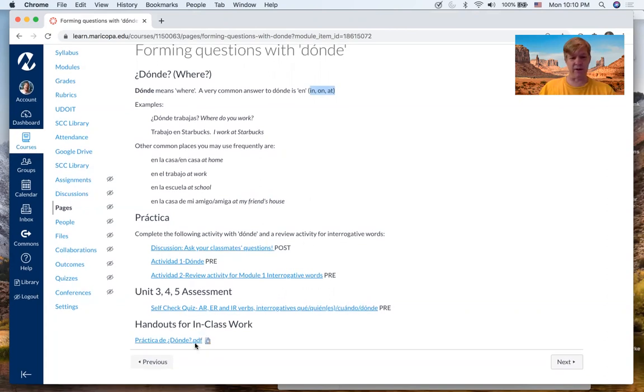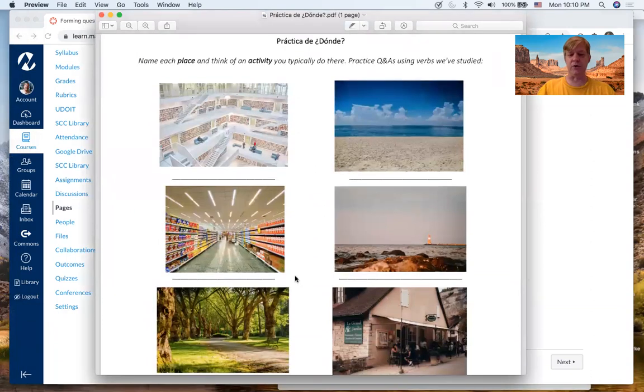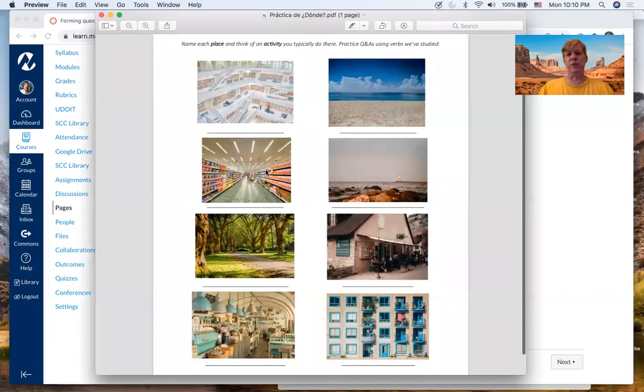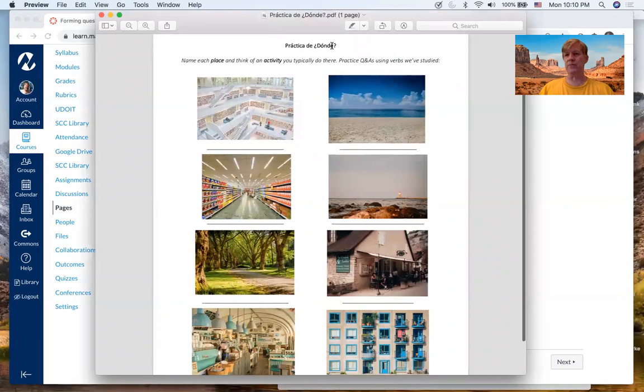So let's take a look at this handout for the in-class work. There's not much else to say except that you'll be doing some exercises for class. But in this handout, we have a bit of a complicated task for class. So let's take a look. So these are places, which is why we will use dónde.